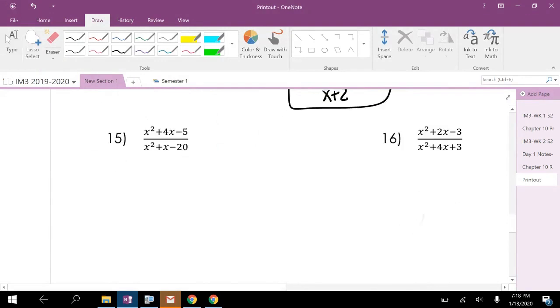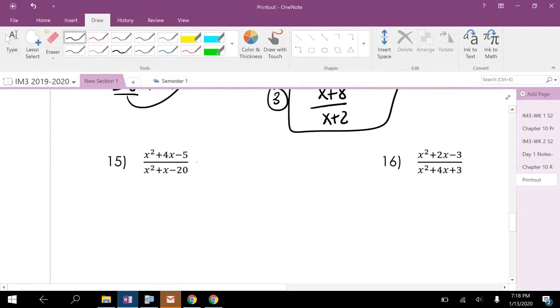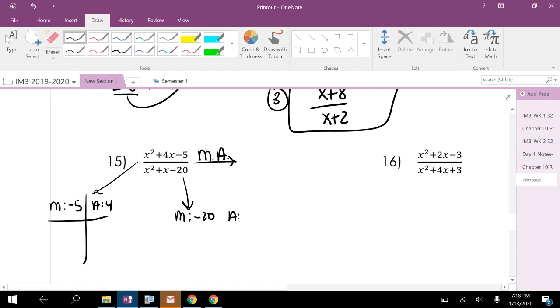Okay, so this one, we got two MA tables here. They're both MA tables because they're both trinomials. So this guy is what multiplies to negative 5 and adds to 4. This guy is what multiplies to negative 20 and adds to 1. So let's talk about the top first. We have to factor both the top and the bottom. So the only thing that multiplies to 5 is 1 and 5. So we have to figure out the signs for us to be able to add to get 4. So I have positive 5 and negative 1 would be my numbers that satisfy that.